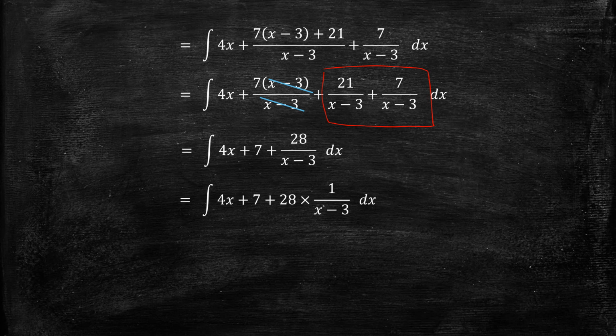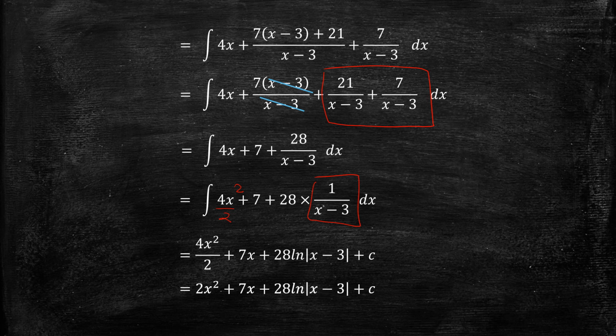So we've just pulled the 28 out the front as a coefficient. 4x becomes 4x squared over 2. So raise the power by 1, divide by the new power. 7 becomes 7x. And 1 over (x - 3) just becomes an ln, so it becomes ln of (x - 3), and I've just got 28 as my coefficient out the front. And of course, remember your plus c. And if we just tidy that up, we get 2x squared plus 7x plus 28 ln of (x - 3) plus c.